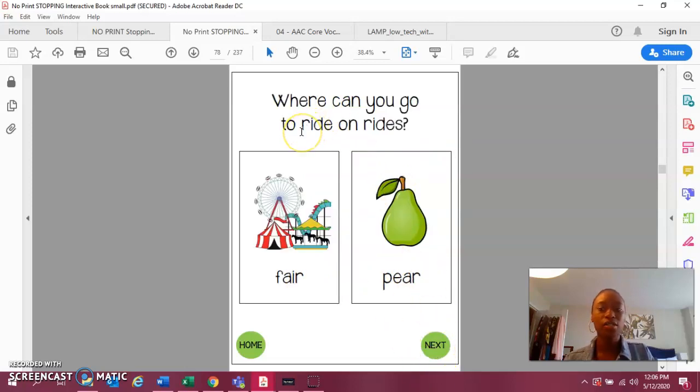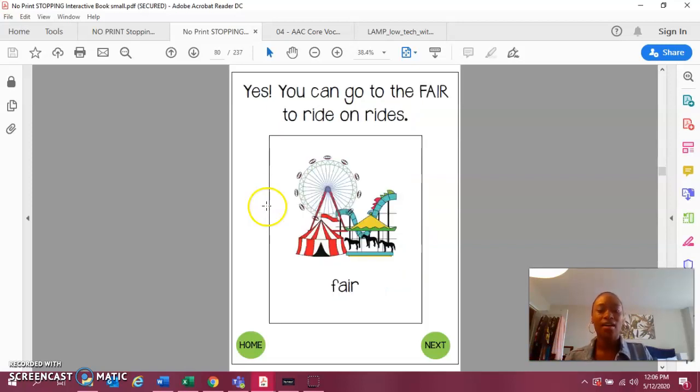Last one, boys and girls. Help me out. Where can you go to ride on rides? Long air word, fair, or my short air word, pair? Where can you go to ride on rides? Yes, you can go to the fair to ride on rides.